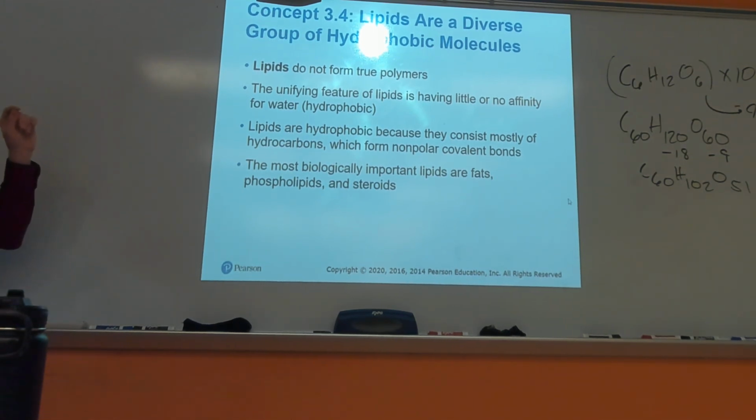We say they don't form true polymers, and the reason is because there's not one single monomer that makes up a lipid. Essentially, there's two monomers that I'll show you, and then they'll make up what we call the polymer. Lipids can form a bunch of different kinds of polymers, kind of like carbohydrates will, but because there's not one single monomer, it's not quite the standard pattern. I'll show you what I mean in a second with the picture.